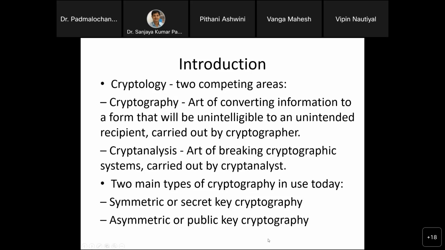And in asymmetric key or public key, basically two types of keys are available. One is the public key, which is publicly available, everybody knows it, and another is the private key, and the private key is completely secure for every user. Using this, encryption and decryption happens.